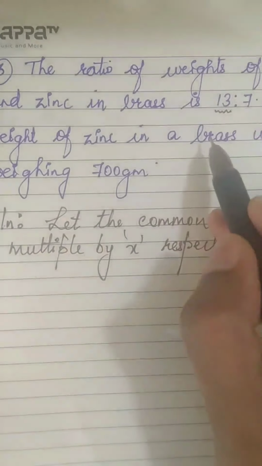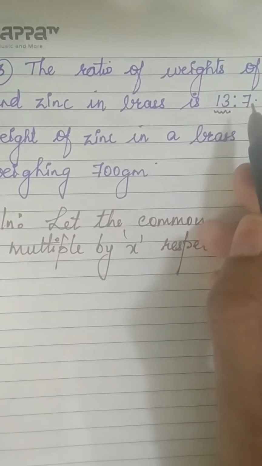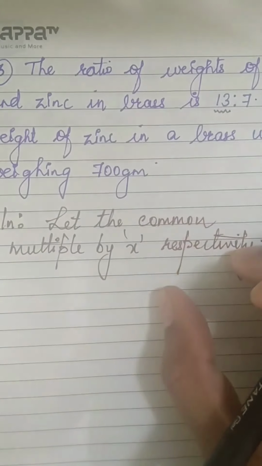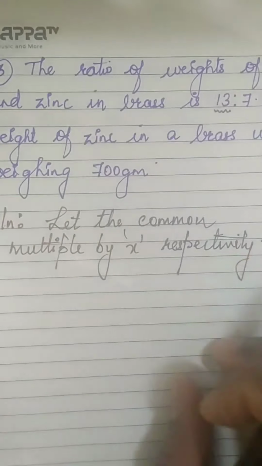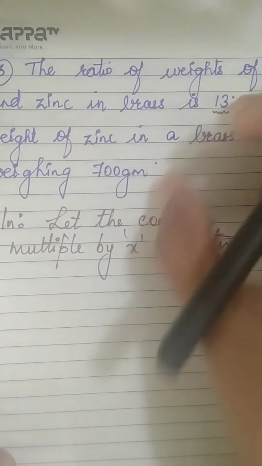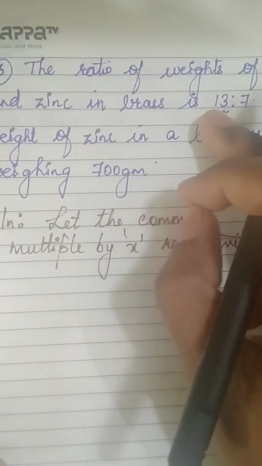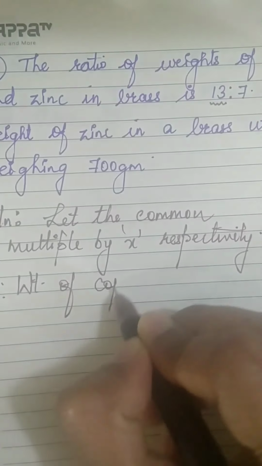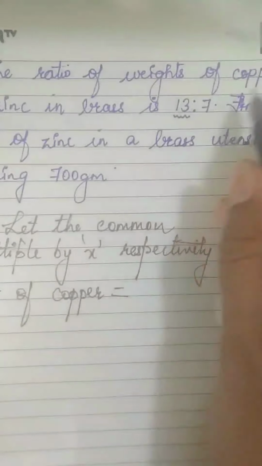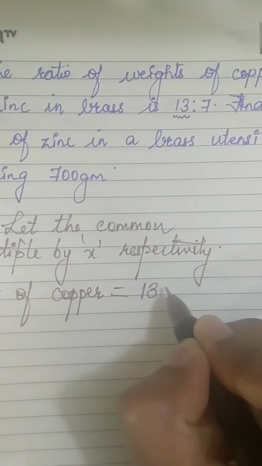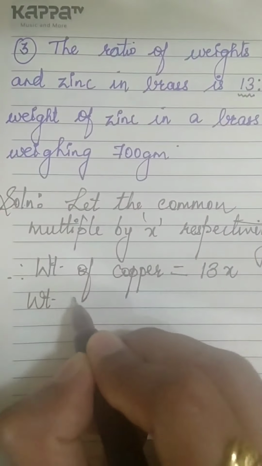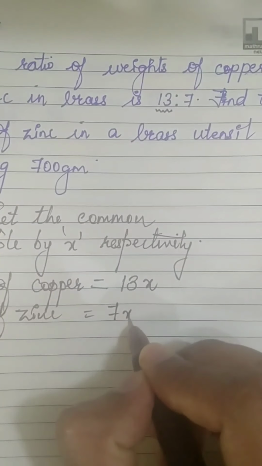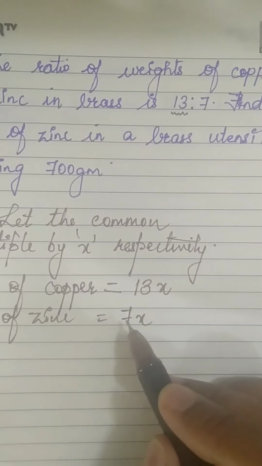This doesn't mean that you have 13 gram of copper and 7 gram of zinc. Not like that. Ratio means a quantity upon another quantity. Both when you cancel, the reduced number is 13:7. So we are assuming that let the common multiple be x. Therefore, weight of copper is equal to 13x, first number, and weight of zinc is equal to 7x, second number. Weight of copper is 13x, weight of zinc 7x.